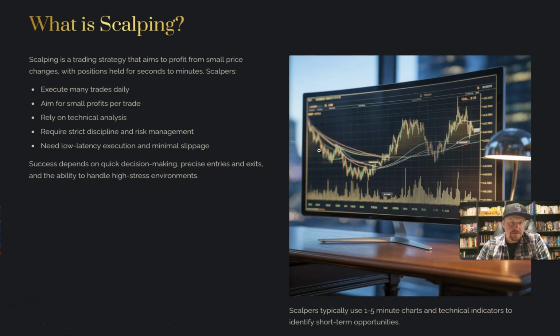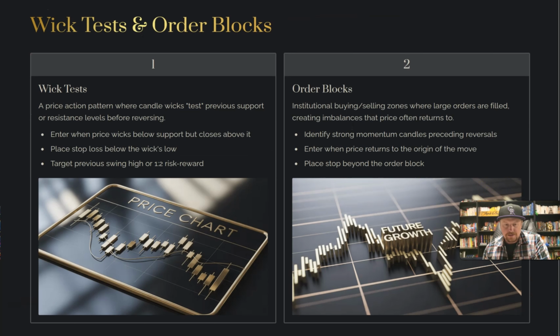What is scalping? Scalping is a trading strategy that aims to profit from small price changes with positions held for seconds to minutes. Scalpers execute more trades daily, aim for small profits per trade, rely on technical analysis, require strict discipline and risk management, and need low latency execution and minimal slippage. Success depends on quick decision making, precise entries and exits, and the ability to handle high stress environments. Scalpers typically use 1 to 5 minute charts and technical indicators to identify short-term opportunities. I definitely do all my scalping on the 1 minute.